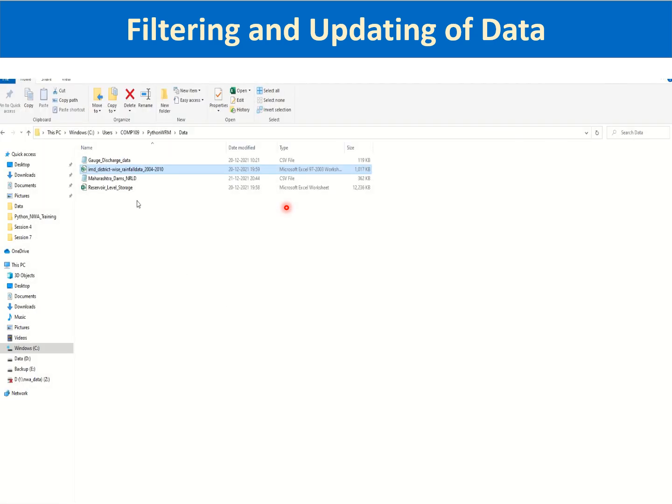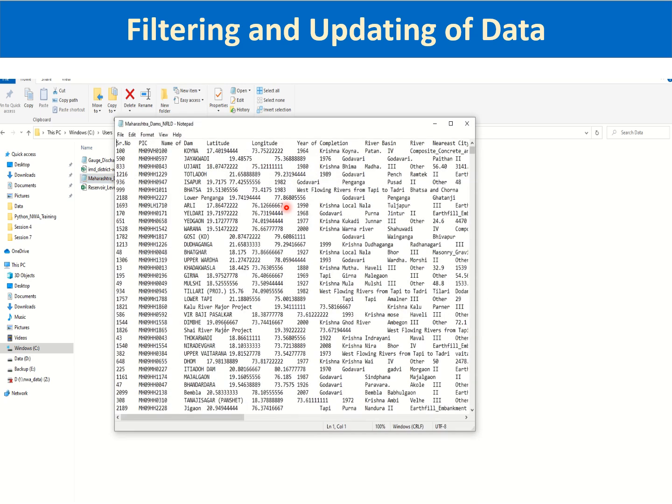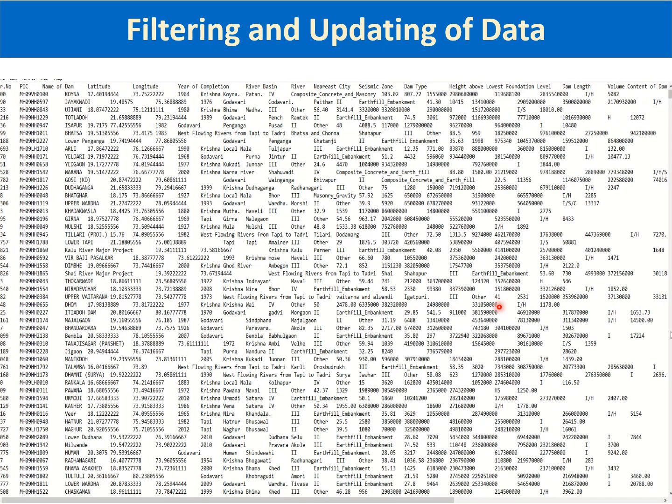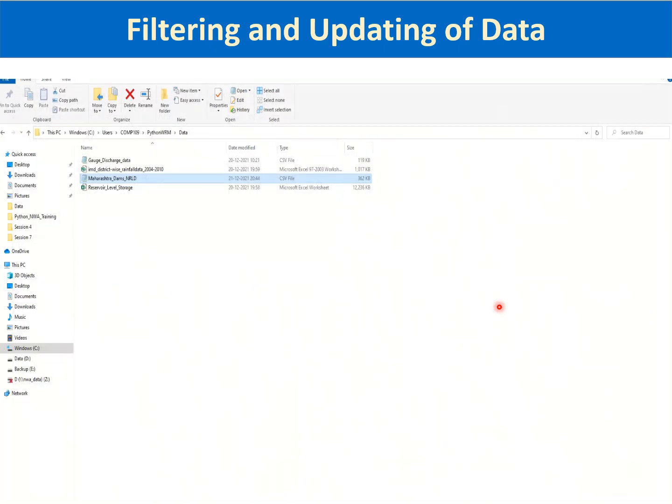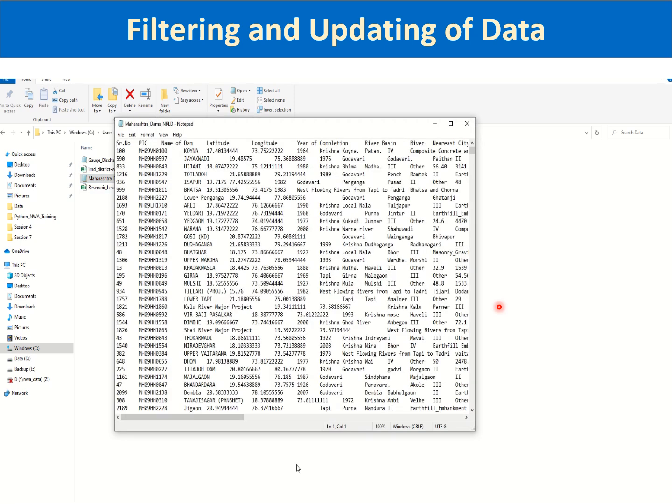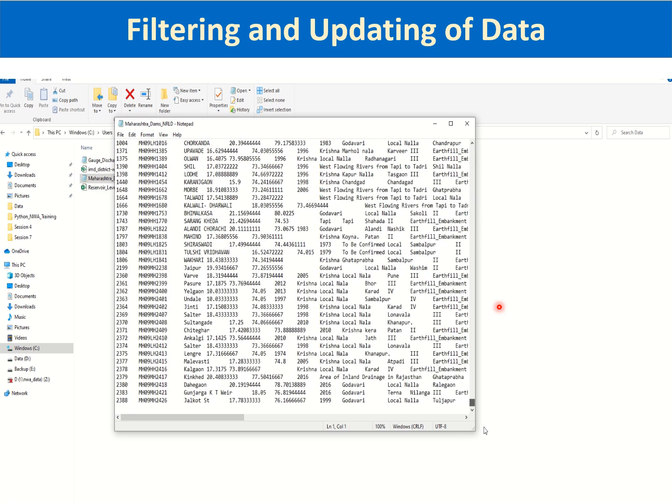And then there is one file for which I have taken data from the National Register of Large Dams, which is a periodical publication published by Central Water Commission. I just copied and collected text and have prepared a text file, CSV file, of all the large dams as per the definition of NRLD, large dams located within the state of Maharashtra.